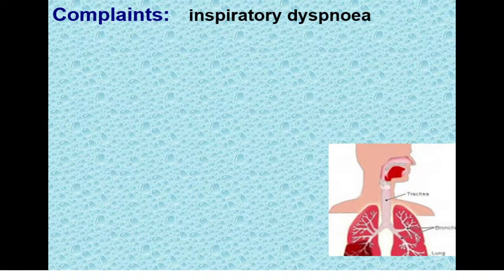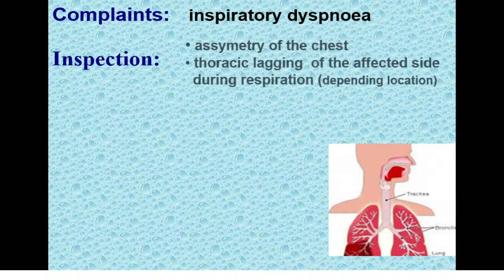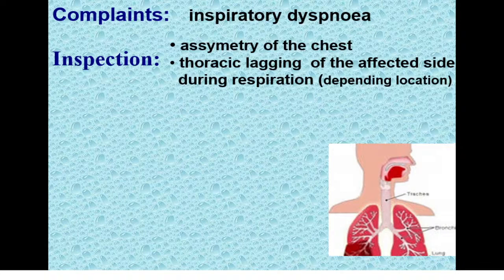First of all, the patient complains of dyspnea. It will be more intensive the more lung parenchyma is excluded from breathing. Inspiratory dyspnea, because there is no space for air inhalation. On inspection, we can see asymmetry of the chest. If the pathological process is localized in the lower lobe, we can see protrusion on this part of the chest. And during dynamic examination, we can see thoracic lagging on the affected side. But again, you must understand, this is characteristic for a lower lobe pathological process.